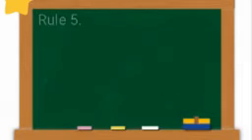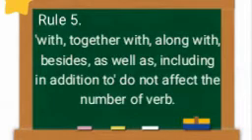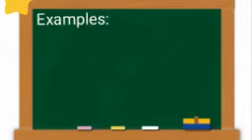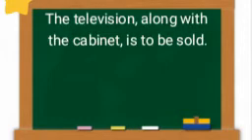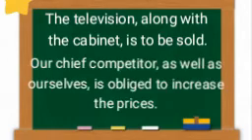Down to the fifth rule. Rule 5. With, together with, along with, besides, as well as, including, in addition to, and etc. do not affect the number of the verb. If the main subject is singular, the verb has to be singular. If the subject is plural, the verb has to be plural. Here are some examples. The television, along with the cabinet, is to be sold. Our chief competitor, as well as ourselves, is obliged to increase the prices.